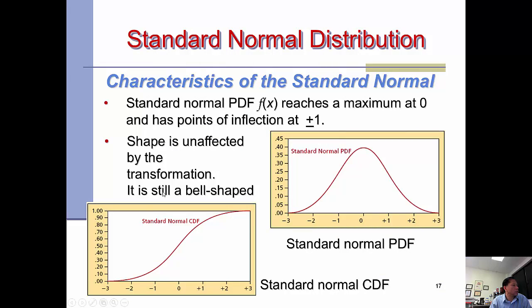And this is the standard normal CDF. Again, the inflection point is 0. There's the 1 standard deviation, or minus 1 and plus 1 standard deviation. And this is the normal curve. This is the PDF. This is the CDF.